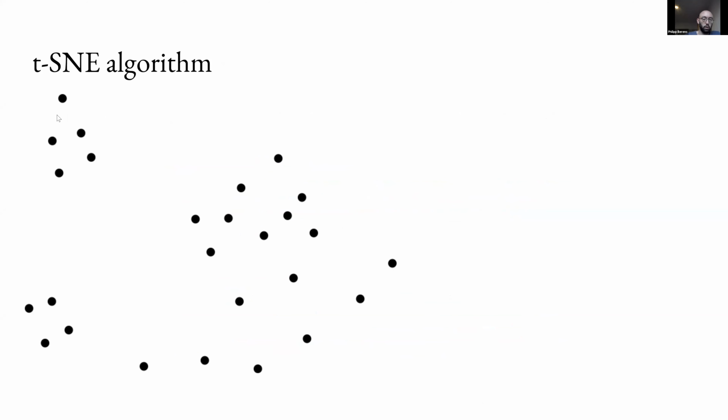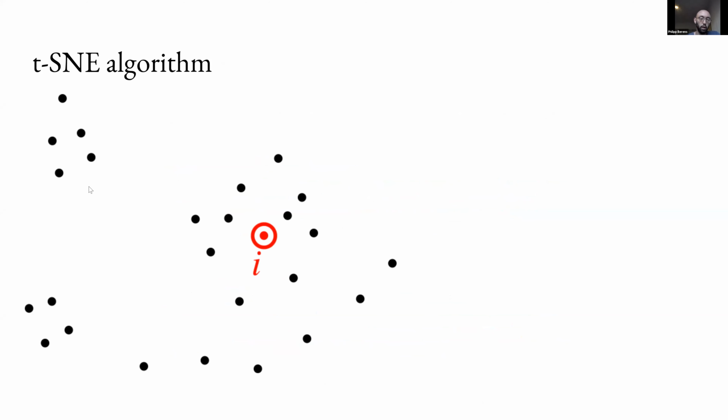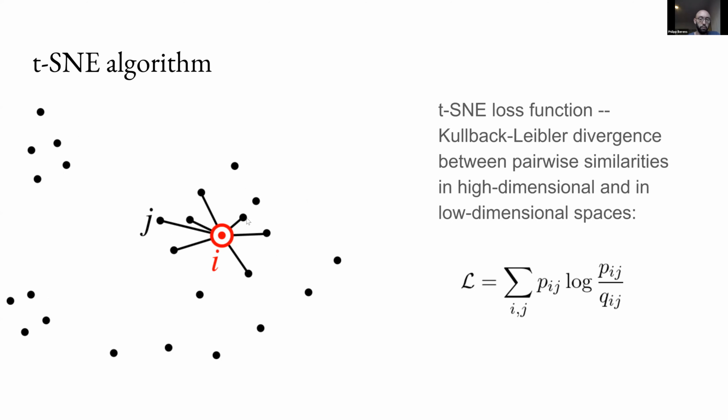So this is an illustration with some math of the t-SNE algorithm. So these are some points, and we start with a certain point i, and for that point i we want to preserve, in the visualization, its relationship with its neighbors. These are these points j here. The loss function for doing so in t-SNE is the so-called Kullback-Leibler divergence between pairwise similarities in the high dimensional space and in the low dimensional space. I will explain this step by step. So p_ij, these are the pairwise similarities in the high dimensional space, and then q_ij, these are the pairwise similarities in the low dimensional space.